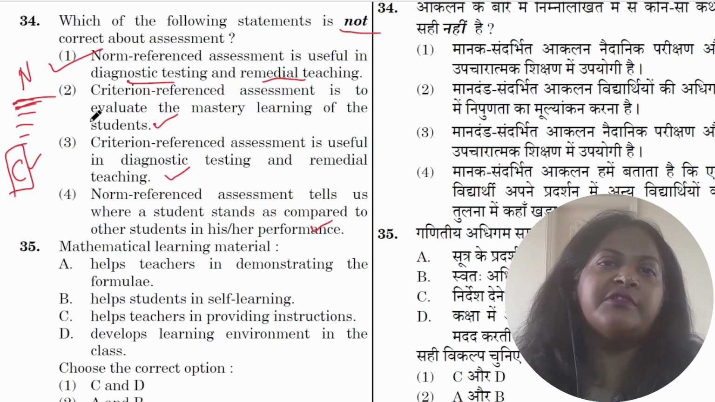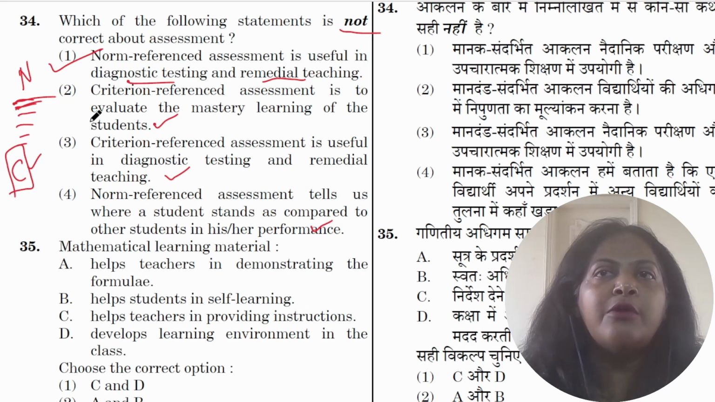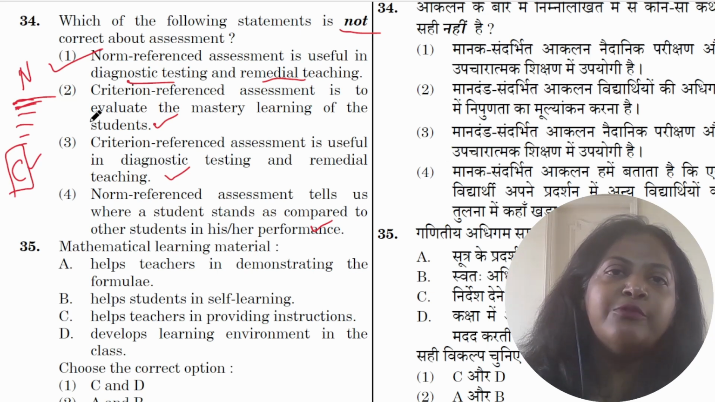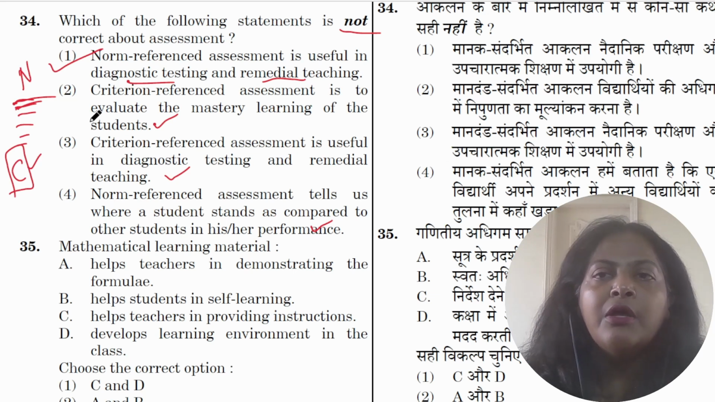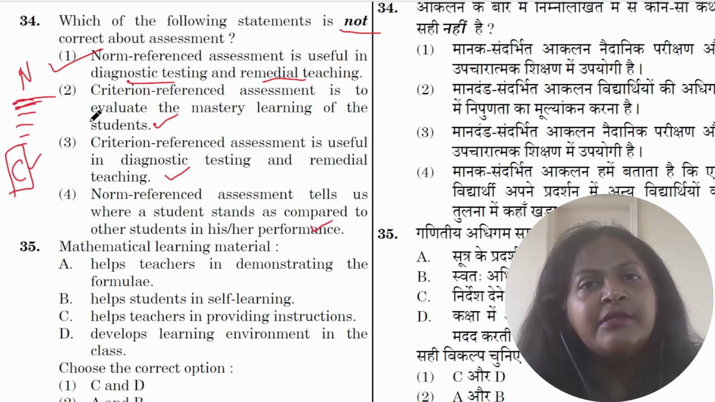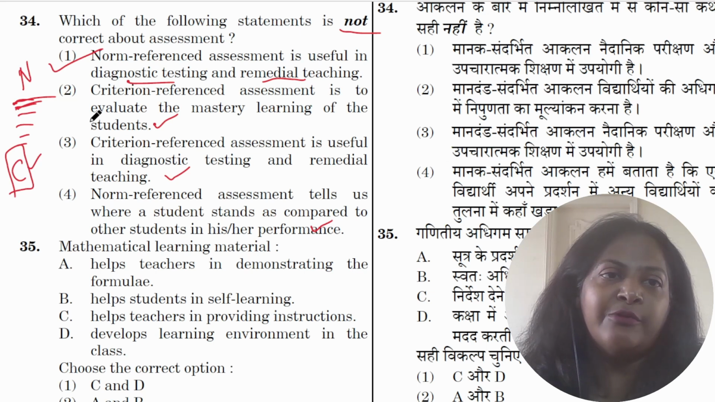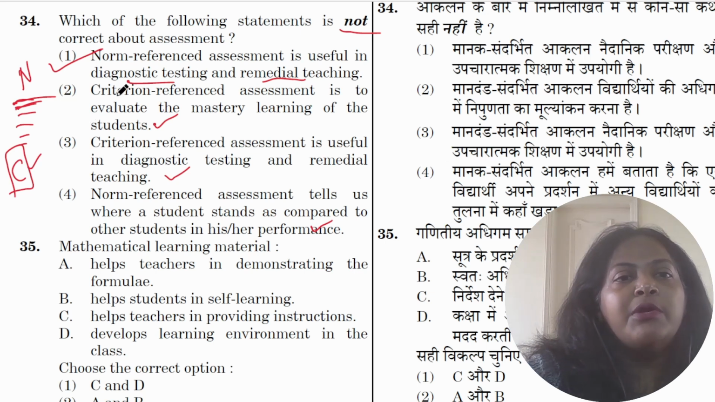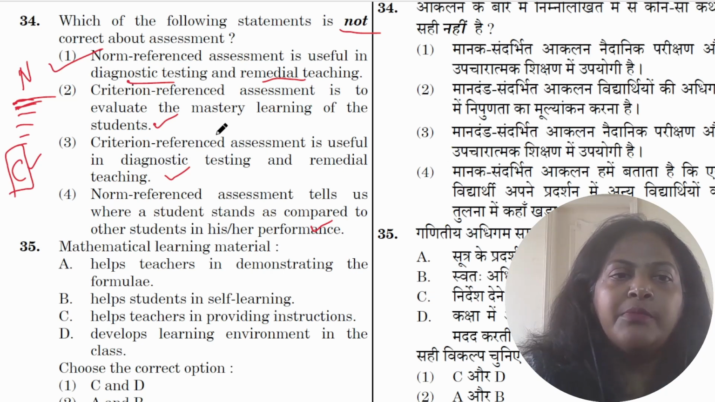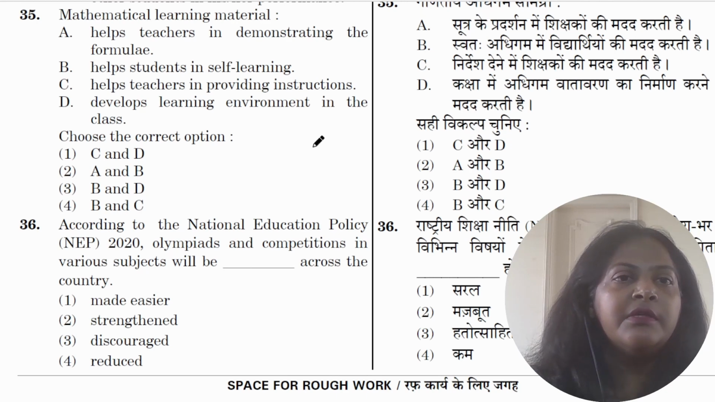So criterion reference would be more useful because if you want to know whether the child has learned how to write from A to Z, for example, that is our criteria. We should have a criteria on which we diagnose whether the child is able to do something or not. Norm means if the best child in the class has not learned to write a few things, then he will be placed as the best, whether he fulfills the criteria or not. So since we are talking about what is not correct about assessment, the answer will be option number 1. Let's move on to question number 35.